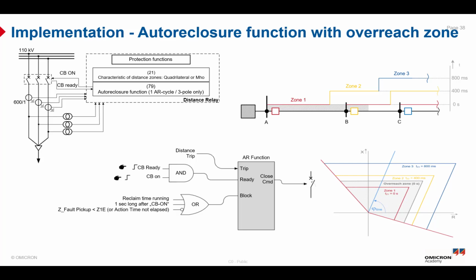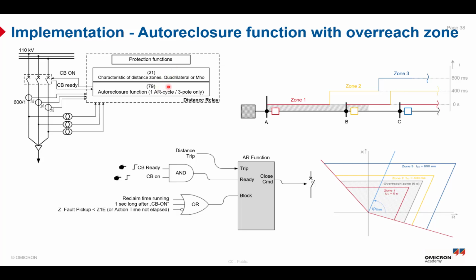A controlled overreach in this case, called Z1B, can be set to cover approximately 120% of the protected line and to enable the instantaneous tripping. This Z1B is represented here as 120% of the line length, and also by the hashed lines in the circuit diagram. As you can see here, the protection relay takes the CT and the VT from the secondary side of the instrument transformers for the protection functions, such as 21 and 79.